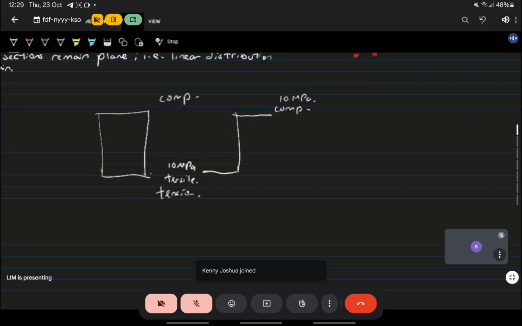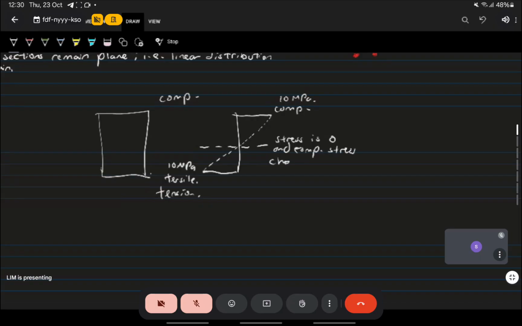So normally, the stress in the beam starts to get lower. It starts to reduce as you get closer to the middle of the beam. At some point, it's going to cross over to tension. So the neutral axis is where this happens, where the stress is basically zero, and the compressive stress changes to tensile, or vice versa.